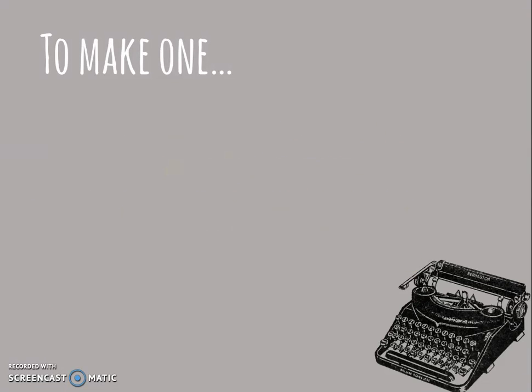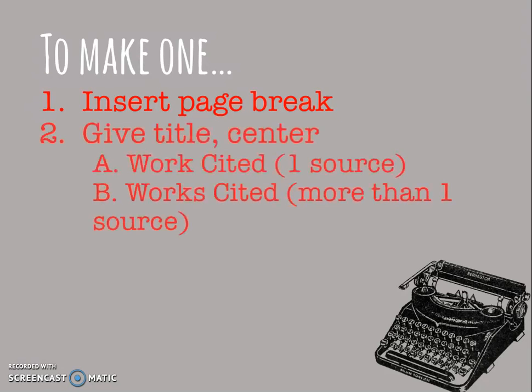So to make one, and we will go over this in video number 2, you will insert a page break. As I mentioned, it's going to be the very last page of your paper. You are also going to title it. It will either be Work Cited if you just have one source, or Works Cited if you have more than one source. Now, you don't put the word page on this anywhere. You don't bold this, you do not italicize it, you don't make it pink, you don't do anything to it. Times New Roman, size 12, Work or Works Cited.